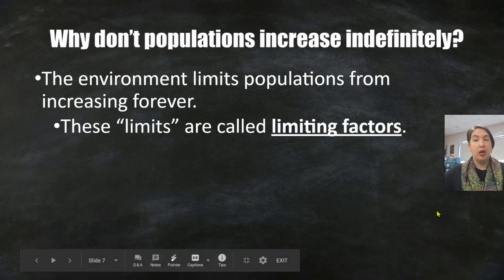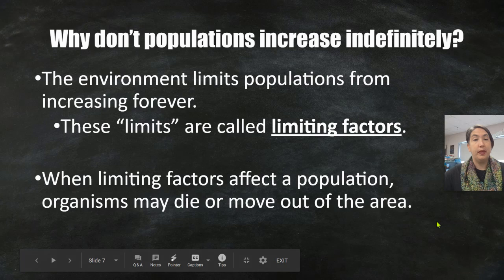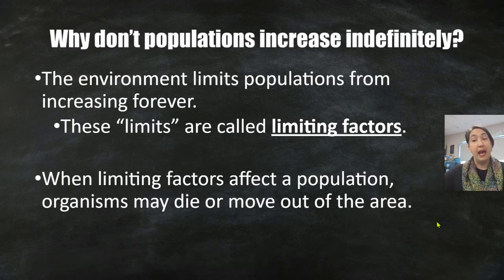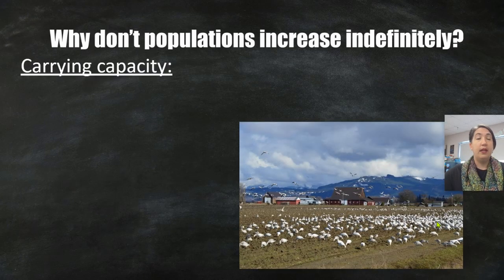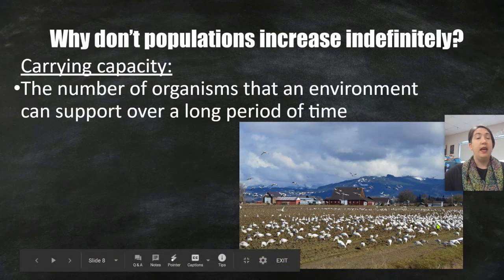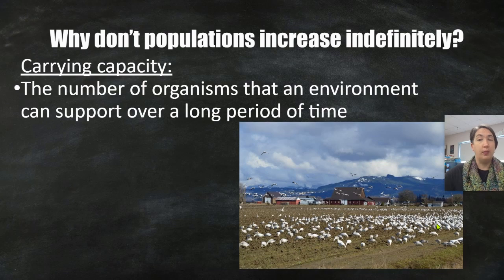These limits are called limiting factors. When limiting factors affect a population, organisms may die or move out of an area. Eventually, the population will stabilize at a point we call the carrying capacity. Carrying capacity can be defined as a number of organisms that an environment can support over a long period of time.